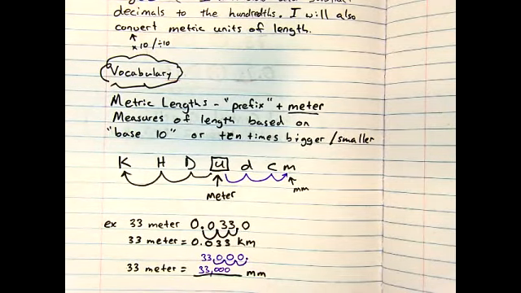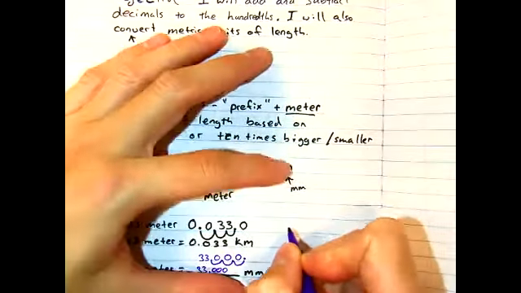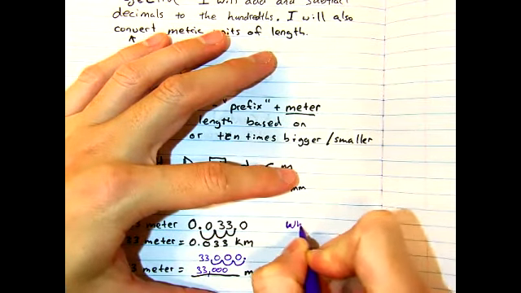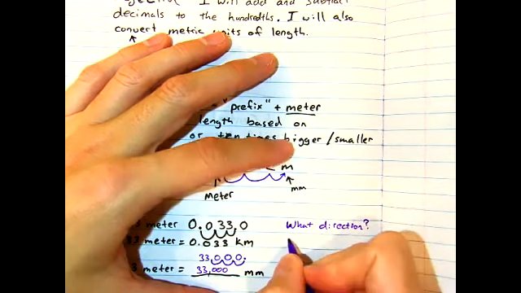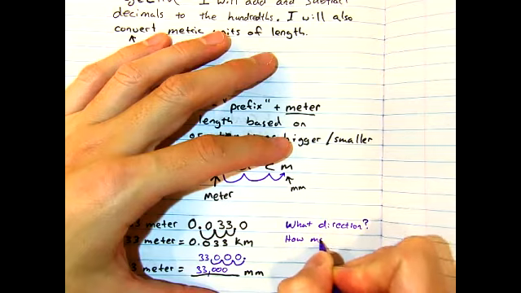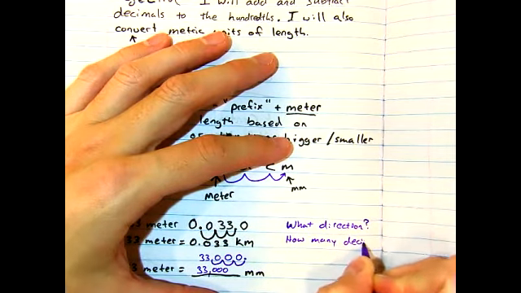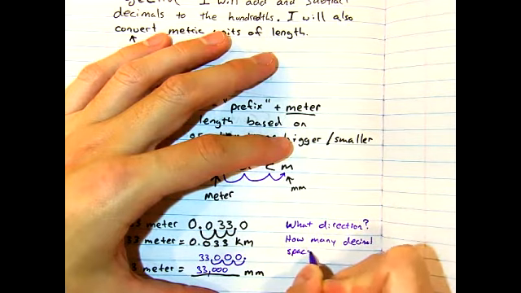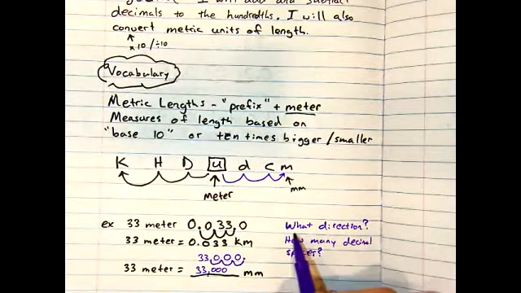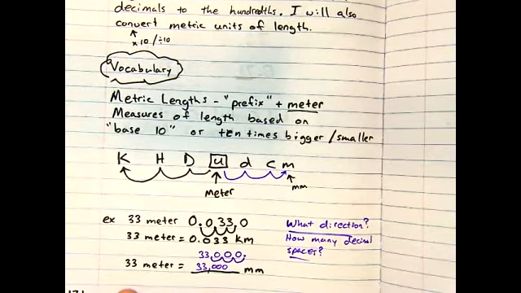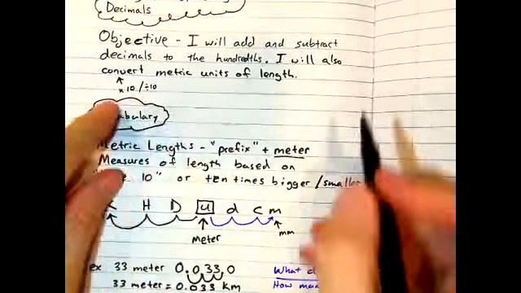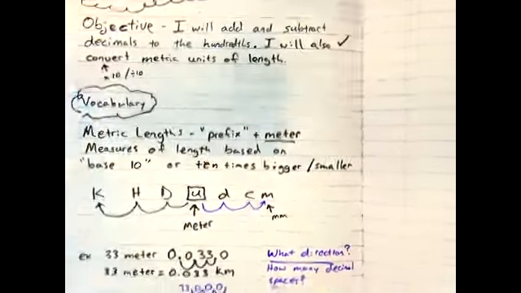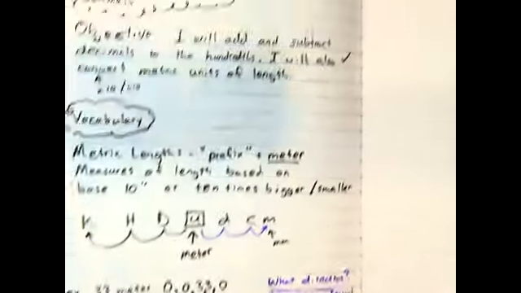and decimal movement. So we can ask ourselves that question. What direction? How many decimal spaces? So these are the two questions that will help us convert these metric units. Hopefully between these notes and Tim and Moby, you are set. And that is our second objective. So we can actually go ahead and put a check on that second one. All right, I'm moving on.